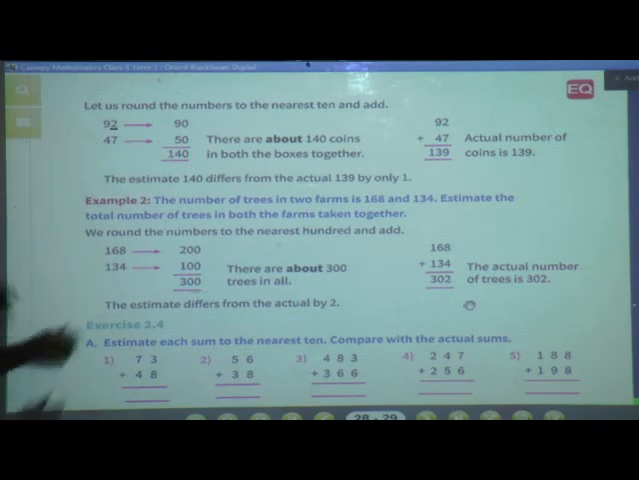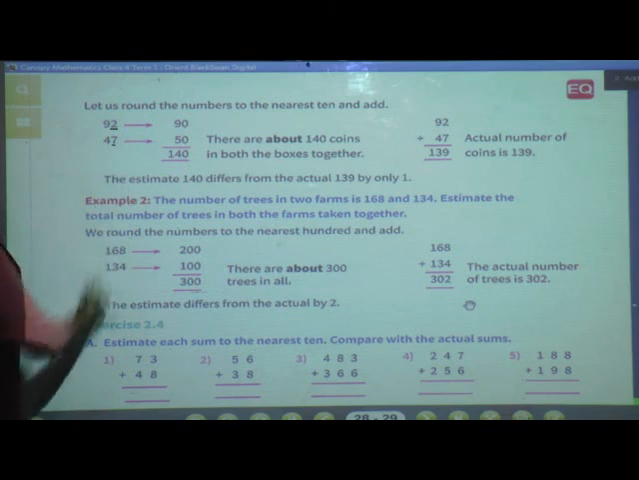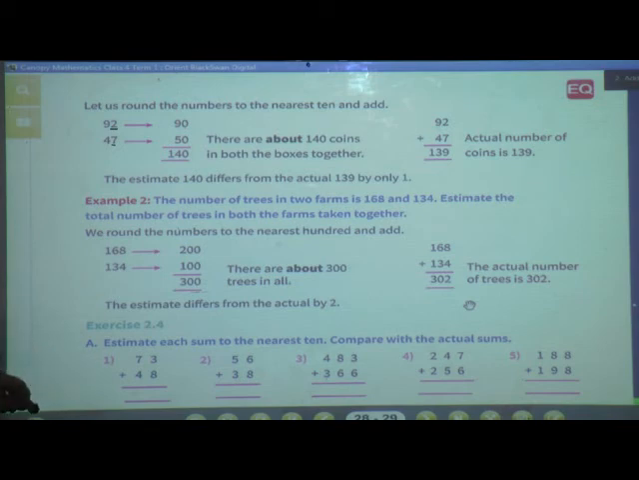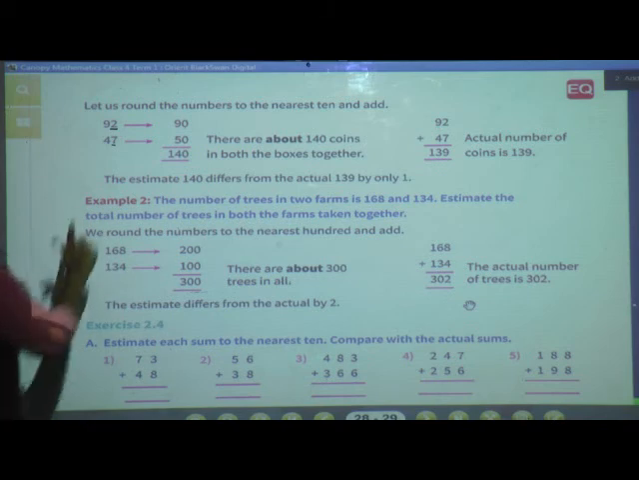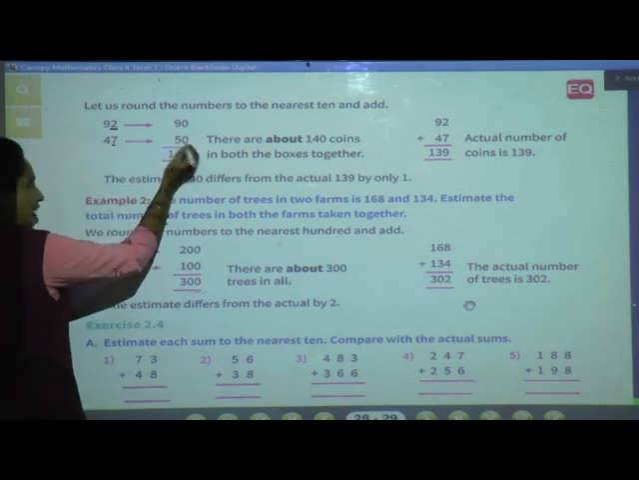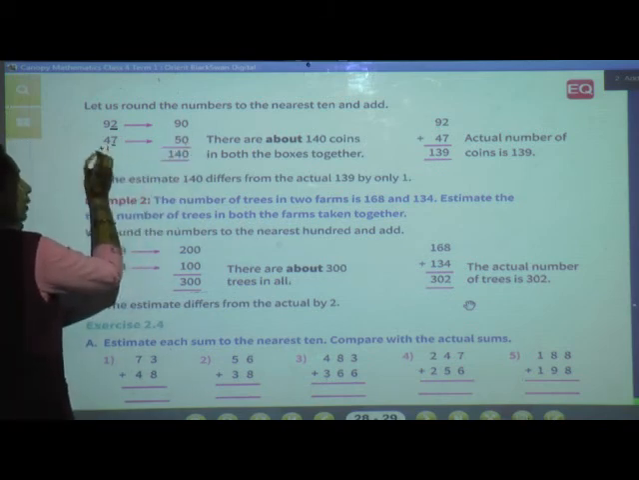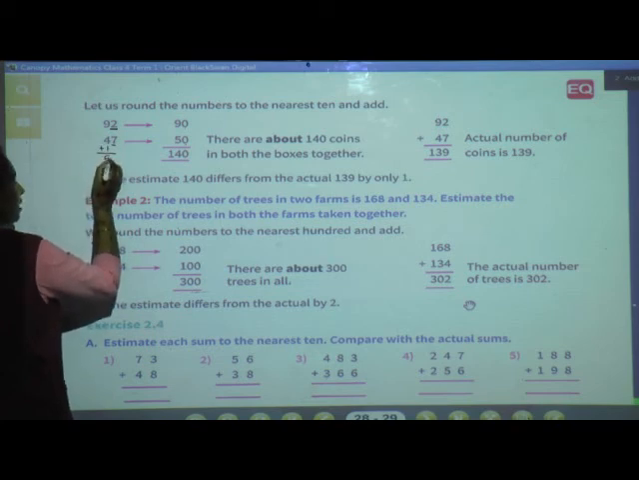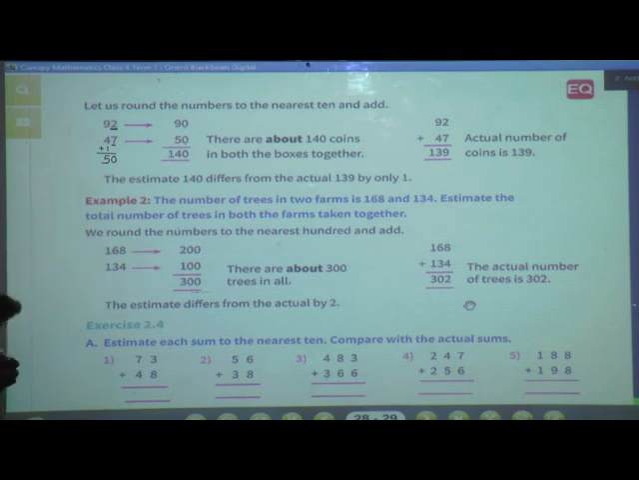Now what about 47? Underline the ones place. What is there on the ones place? 7. Yes. What is the rule for 7? If it is 5 or more than 5, write 0 on the ones place and add 1 to the tens place. 4 plus 1 is 5. So the rounding off of 47 is 50. Got it, students? Yes.